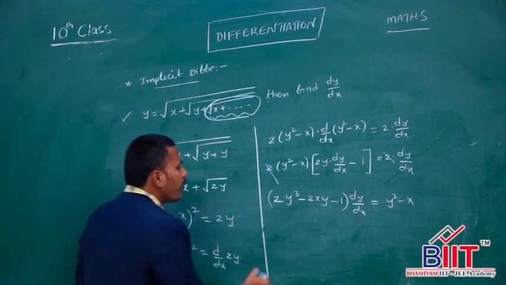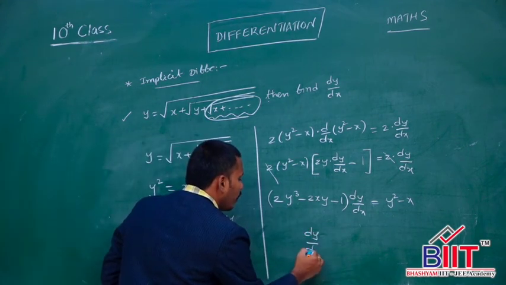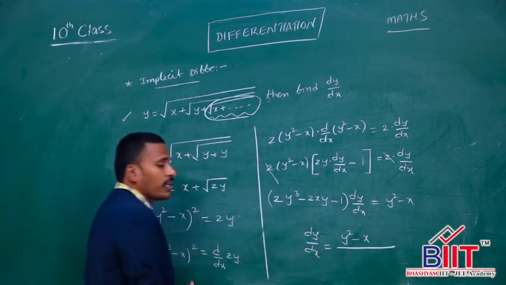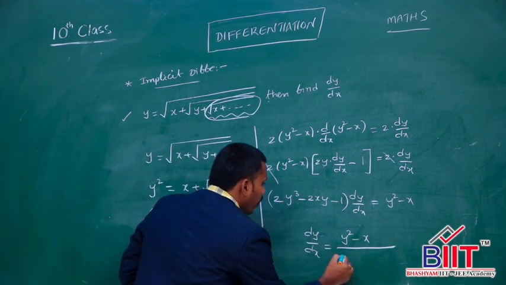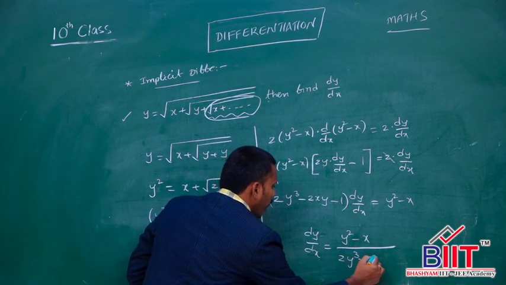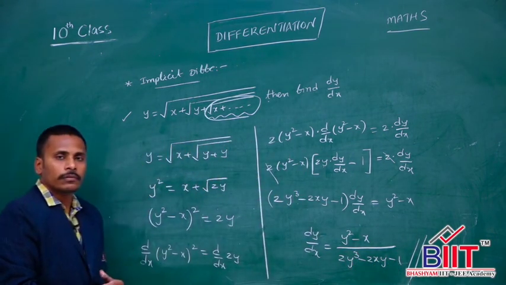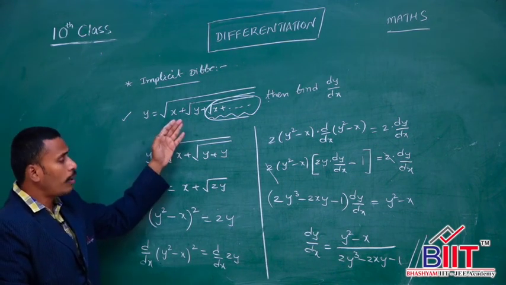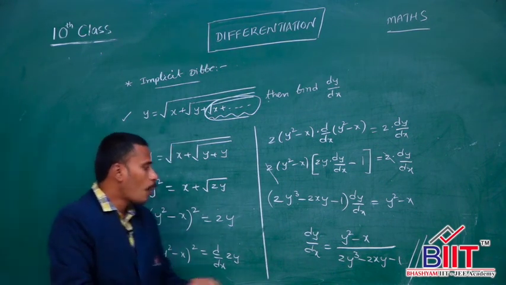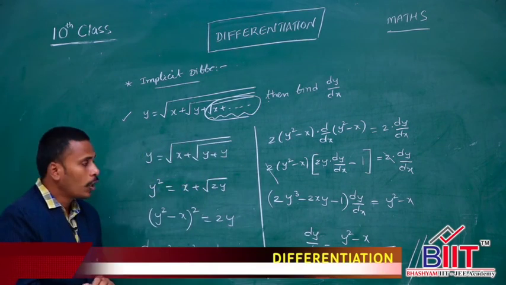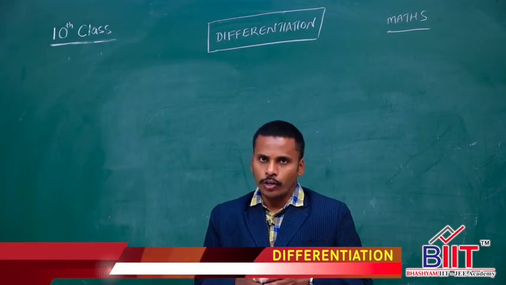So what is dy/dx at the end? At the end dy/dx is simply that right side part, y² - x, divided by this whole thing, which is 2y³ - 2xy - 1. So for this problem dy/dx is (y² - x)/(2y³ - 2xy - 1). Look at the problem. Finally, that's for today's class.